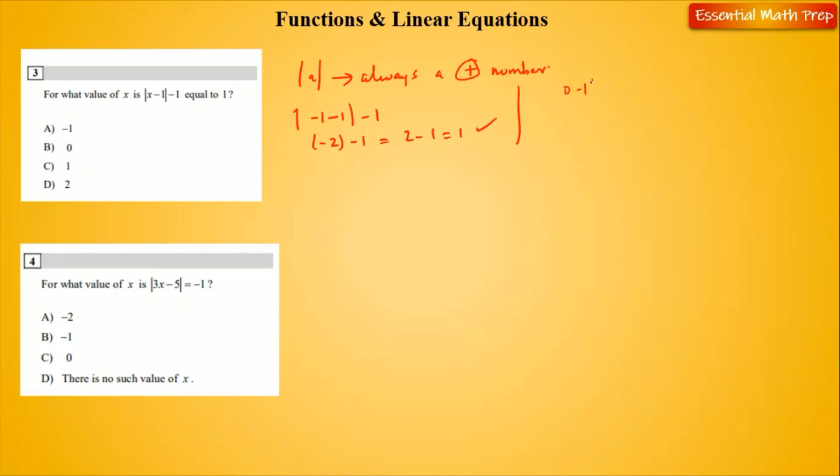Let's try 0. The absolute value of 0 minus 1 is 1, and 1 minus 1 equals 0. That's not equal to 1. Now 1: the absolute value of 1 minus 1 is 0, and 0 minus 1 equals -1, not equal to 1. So that won't work. For 2: the absolute value of 2 minus 1 is 1, and 1 minus 1 equals 0, not equal to 1. So the correct answer is -1.